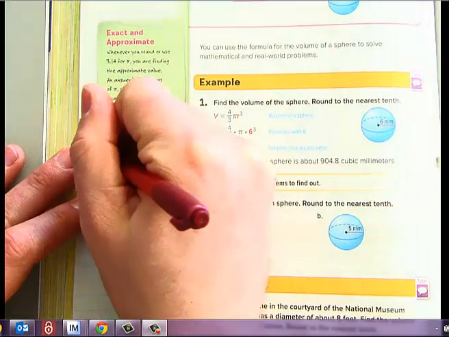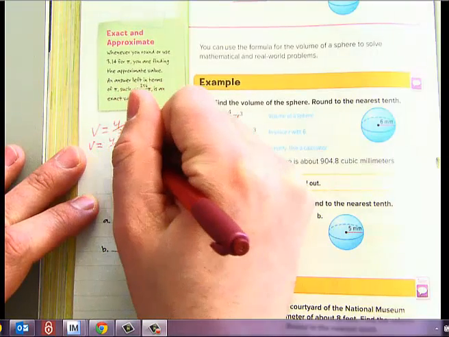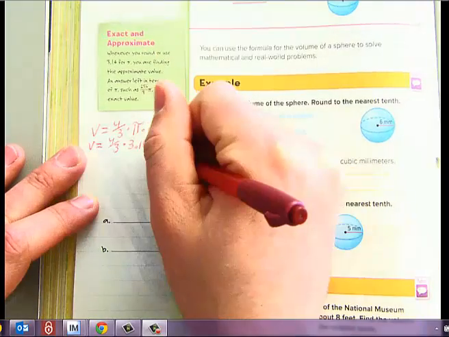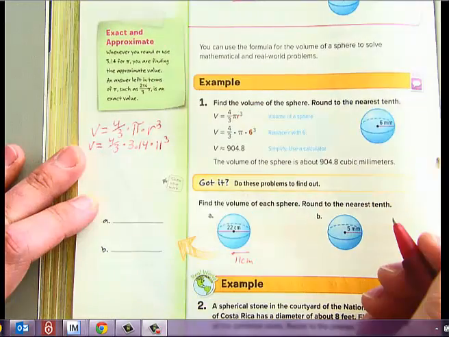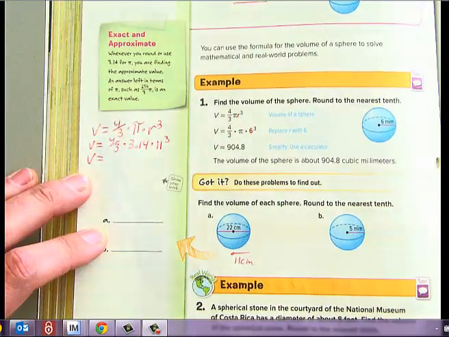Then I'm going to write volume equals 4/3 stays the same. For pi, I'm going to write down 3.14 times my radius, which is 11, to the third power. Now I can't do this all at once yet. I want to first do my 11 to the third power.